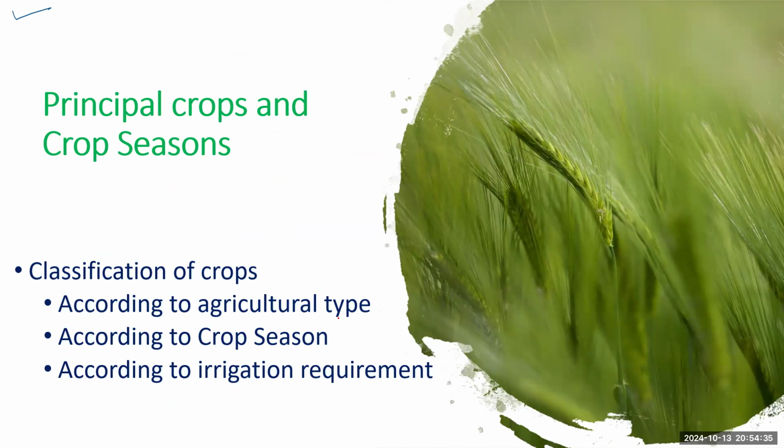After this, now we are going to discuss principal crops and crop seasons. Based on this, a short note may be asked. Our question may be: explain principal crops and crop seasons in India. So what you have to write? You have to write the classification of crops and crop seasons. Let us start with the classification of crops. There are three classifications of crops. One is according to agricultural type, second is according to crop season, and third is according to irrigation requirement.